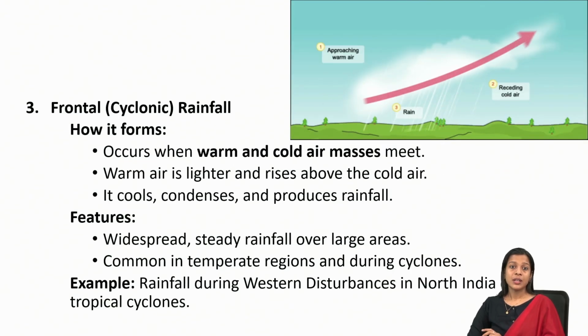Frontal rainfall. Frontal rainfall occurs when warm and cold air masses meet. The warm air rises above the cold air, cools, condenses, and produces rainfall. Characteristics include widespread rainfall, longer duration, and occurrence during cyclonic conditions. Examples include rainfall during western disturbance and tropical cyclones.